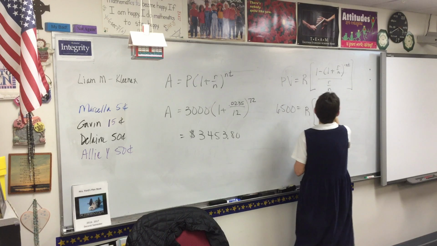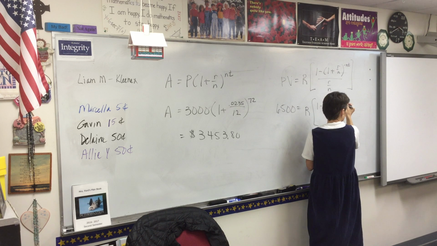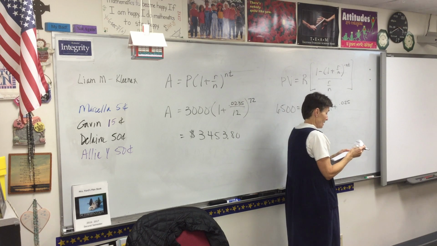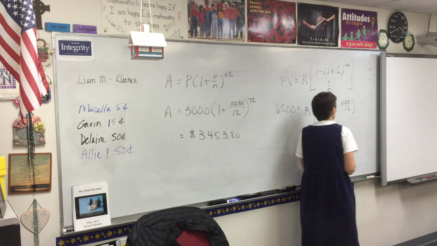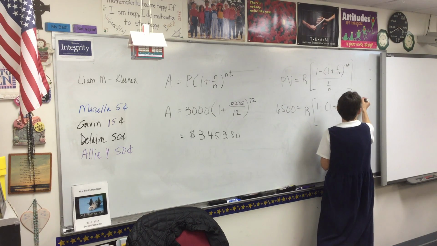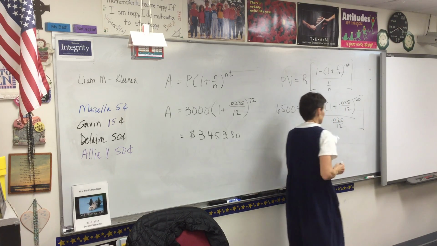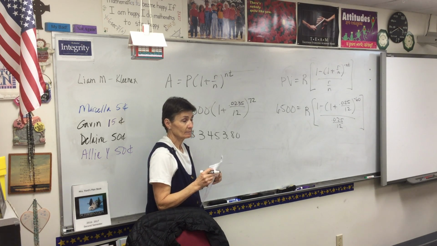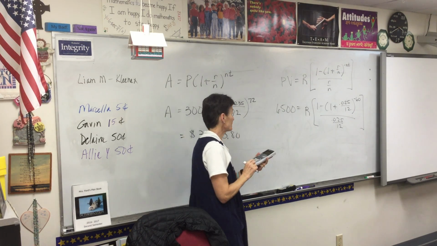All right, so 1 minus 1 plus our interest rate, 0.025 divided by 12, raised to the what power? Negative 60. Remember, this formula has a negative in it. Does that look okay to everybody? All right, take a minute and see if you can type that in. Let's see if we all can come up with the same answer.